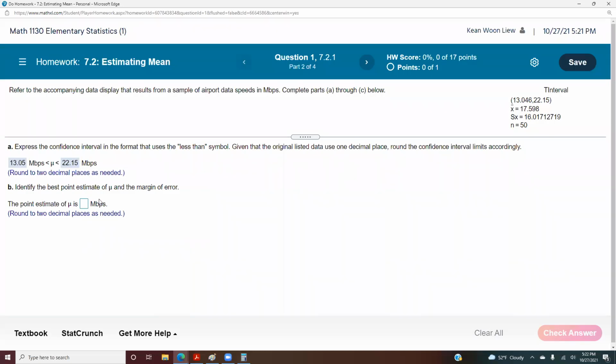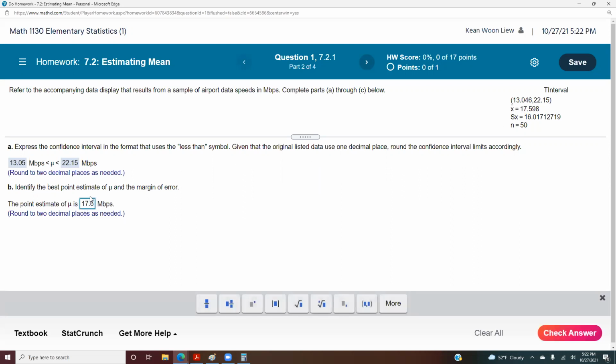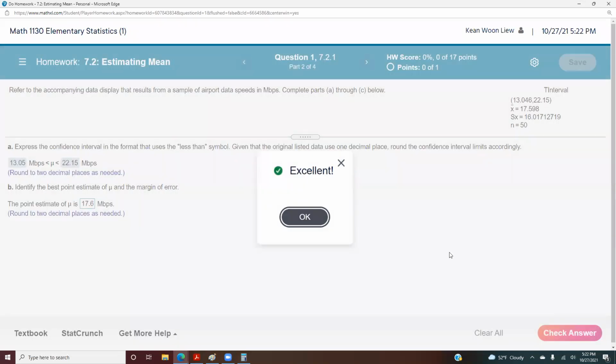Does anyone know how to find the best point estimate here? What is the best point estimate in this case? Yep, the x bar. So it's going to be 17.6 here. If a question provides you this, you use this. You do not need to do any StatCrunch work in this case.